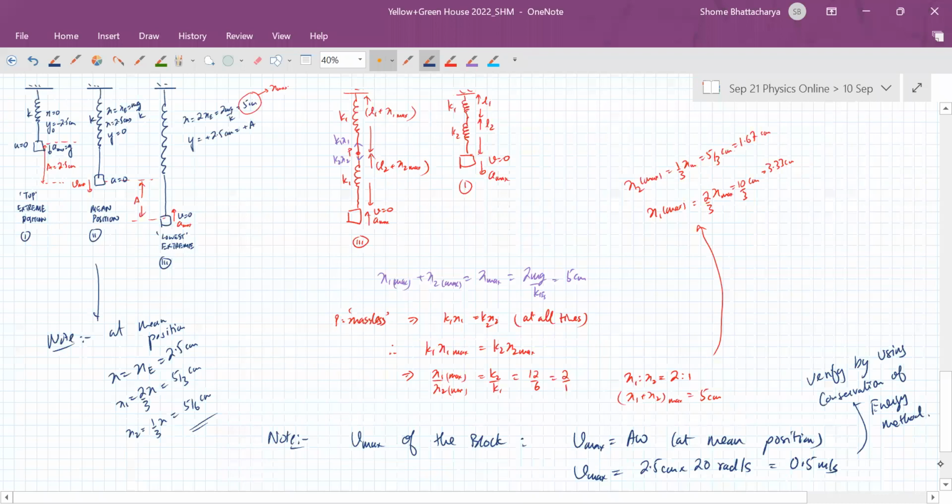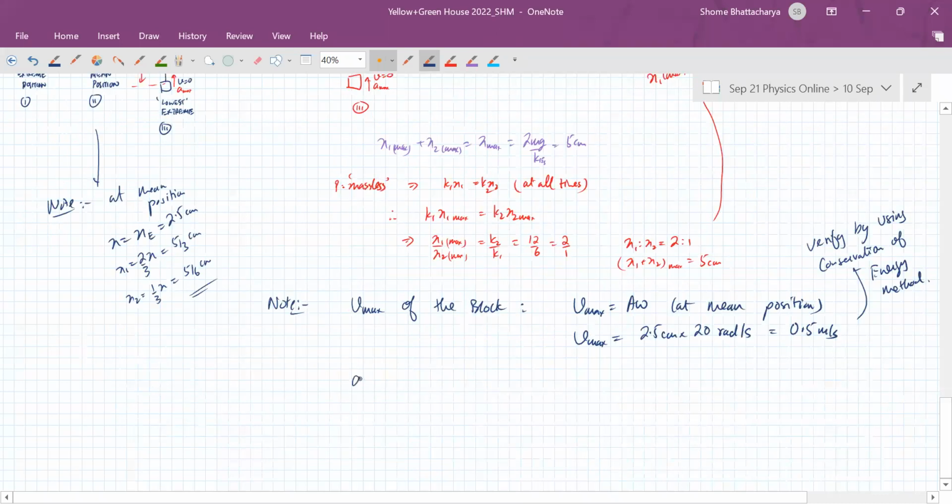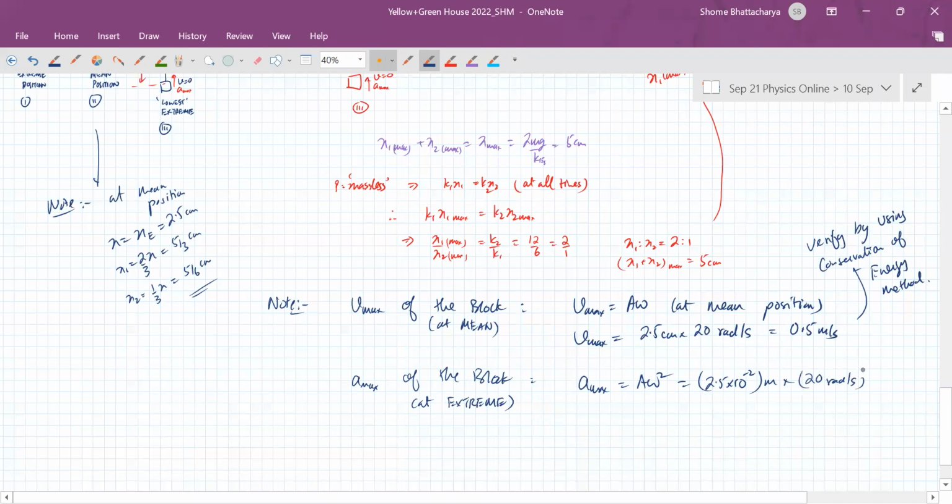Okay, so the final thing we'll understand here is the maximum acceleration of the block. Maximum speed was at mean position. Maximum acceleration will be at extreme position. You can see formula wise, the maximum acceleration should be A omega square, so it should be 10 meters per second square.